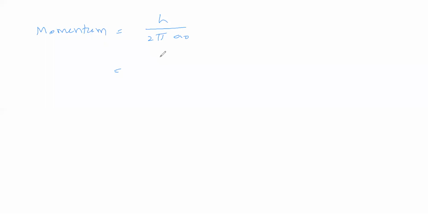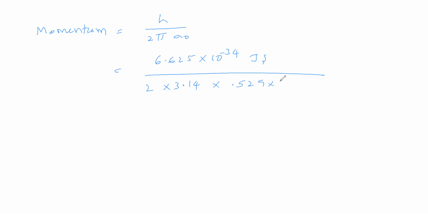So we will substitute h. h is 6.625 into 10 power minus 34 joule second. Then for this 2 pi we will substitute 3.14. a naught is given, how much? 0.529 angstrom, that is 0.529 into 10 to the power of minus 10 meter. So we substituted everything in SI system.